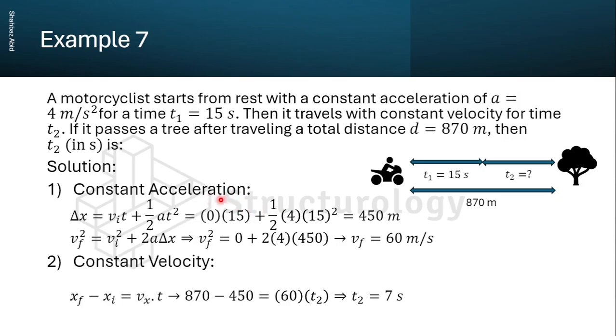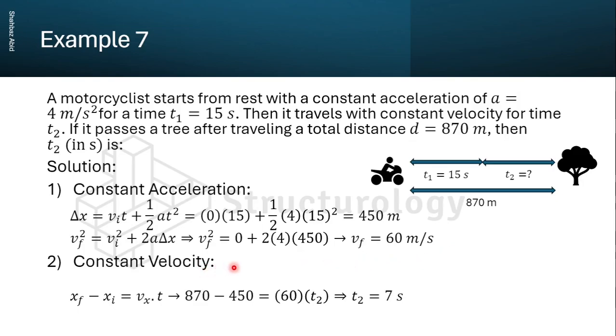So step 1 is constant acceleration. We know it is starting from rest and it has a constant acceleration of a equals 4 meters per second squared for a time t1 equals 15 seconds. So based on this information, we can use this equation of motion to solve for the displacement covered, which is going to be equal to 450 meters. Now to get the final velocity, I have used the final equation of motion for constant acceleration. So I am going to get a final velocity equals 60 meters per second.